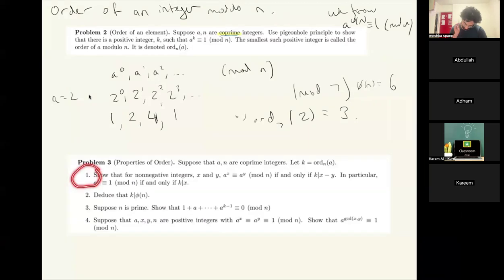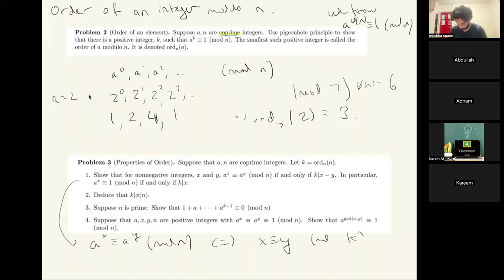So let's look at the first one. The first one says that if I have A and N, and K is what I'm calling the order, and I have exponents X and Y, I want to show that A to the X and A to the Y are equal if and only if X and Y are equal mod K. Another way of writing this is that A to the X is congruent to A to the Y mod N if and only if X and Y are equal mod the order.